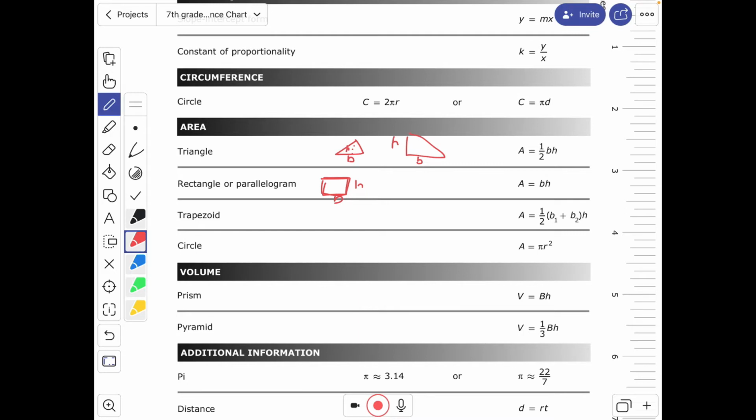For a trapezoid, trapezoids have different size bottoms and tops. So they have two bases, base 1 and base 2. And then the height is, again, it's got to form a right angle. So the height is usually shown by a dotted line. We're not going to do circle yet today. You'll need that for another day. But remember, B stands for base, H stands for height, and a trapezoid has two bases.